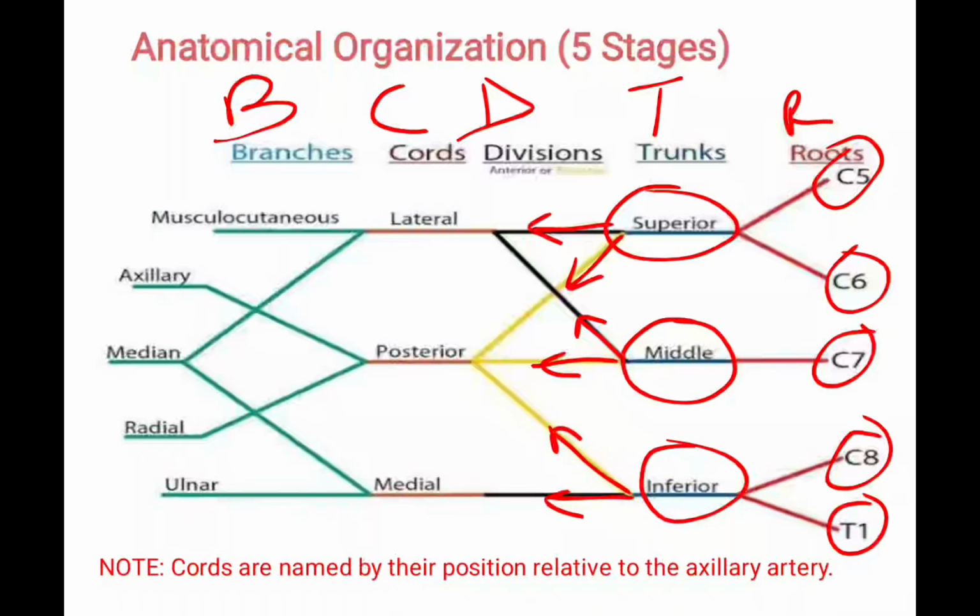Now the posterior divisions are colored yellow while the anterior divisions are colored black. Those are the divisions of the brachial plexus. If you look at the posterior divisions, they all meet together. The posterior division of the inferior trunk, the posterior division of the middle trunk, and the posterior division of the superior trunk meet together to form the posterior cord of the brachial plexus.